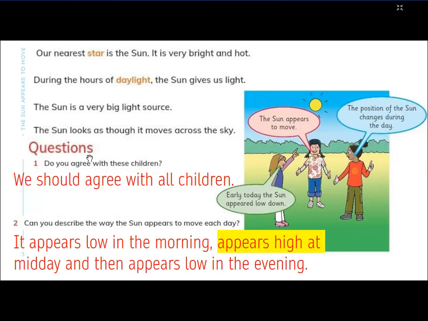Okay, question number 1. Do you agree with these children? We should agree with all children because they are right. They can see the sun moving. It feels like the sun is moving. So the answer of question number 1 is that we should agree with all the children.